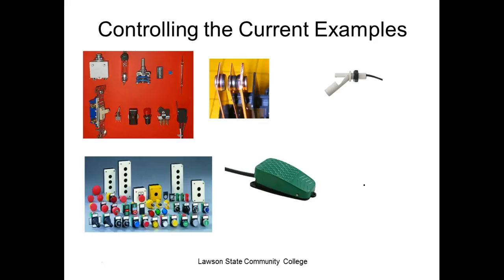These are the contacts of a relay, which we're going to look at. This is a float switch that we use in one of our classes. It literally has a control device that opens and closes the switch when something gets up to a certain level. This is a foot switch. Some of y'all might have run into some of these. So we've got all types of control devices, and we're going to look at a lot of them because the name of the class is motor control.